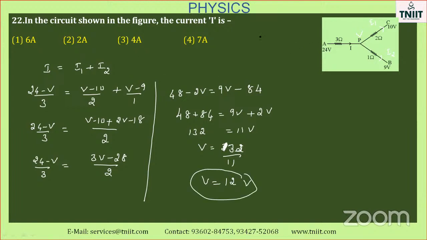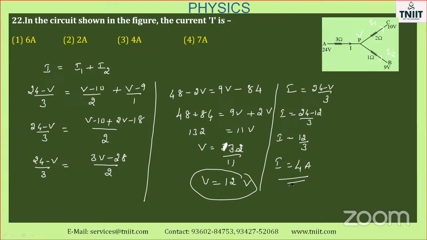But they are asking you to find the current value. How to find the current value? The current value is (24 minus V) by 3. That is (24 minus 12) by 3. 24 minus 12 is 12. What is 12 by 3? 4 ampere. So option 3 is the right answer.